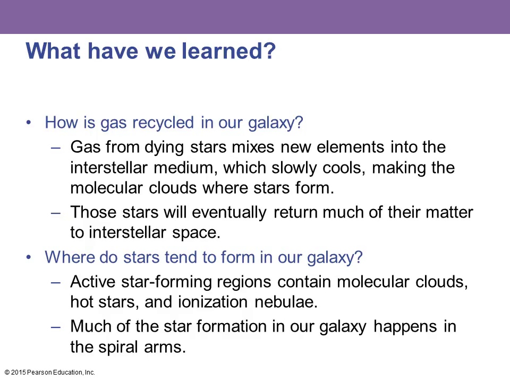So how is gas recycled in our galaxy? Well, gas from dying stars mixes new elements into the interstellar medium. It slowly cools and makes the clouds where stars form. And those stars will eventually return much of their matter to interstellar space because they'll burn up their fusion products and they'll explode. Finally, where do stars tend to form in our galaxy? Well, there are active star-forming regions containing molecular clouds and hot stars and ionization nebulae in the spiral arms.